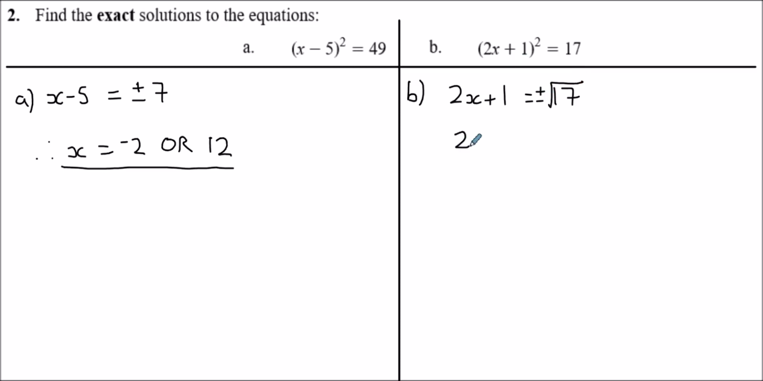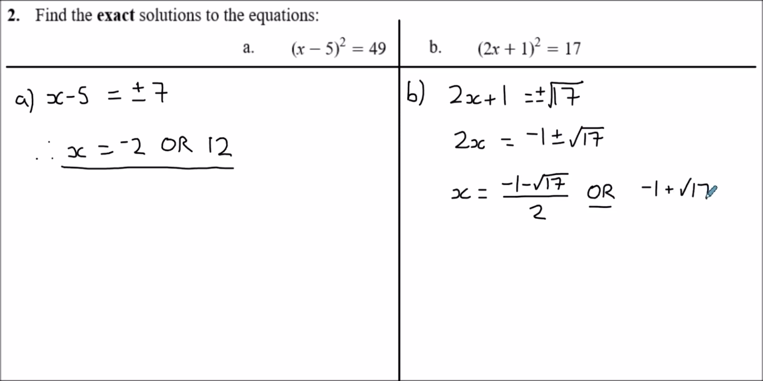Now we can subtract 1 from both sides. So we have 2x equals minus 1, again, plus or minus root 17, like so. Then divide through by 2. We therefore have that x is either equal to minus 1 minus root 17, all of that divided by 2. Or the second option is that x is minus 1 plus root 17 all over 2, like so.